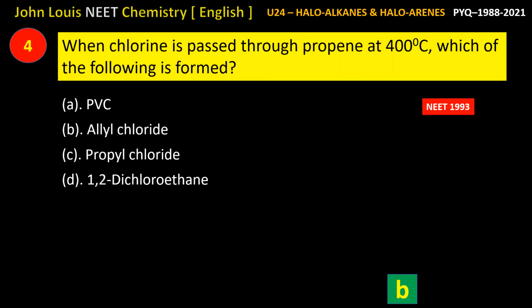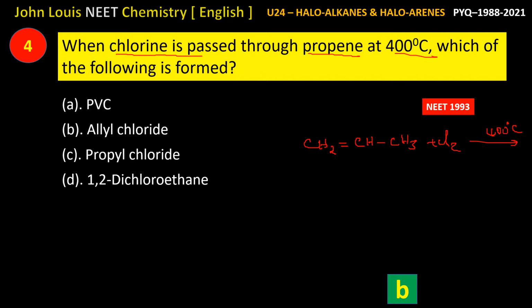When chlorine is passed through propene at 400 degrees Celsius, which of the following is formed? So chlorine is passed through propene at 400 degrees Celsius. What is the propene formula? CH2 double bond CH single bond CH3. This is propene. We need to learn the properties of propene very carefully, only then can we answer such easy questions.